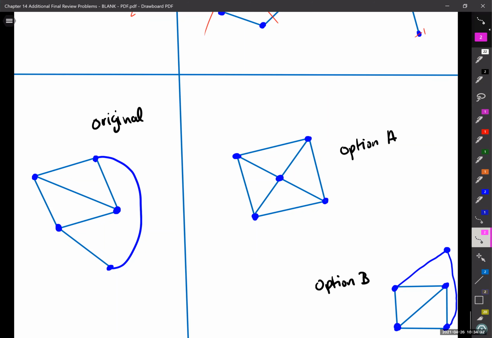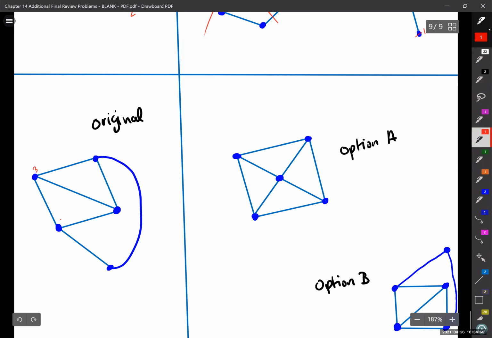So let's do a vertice count consideration. 1, 2, 3, 4, 5 vertices in the original. 1, 2, 3, 4, 5 in A, so we can't disqualify it yet. 1, 2, 3, 4, 5. So both A and B have 5 vertices each. Now let's do a degree consideration.